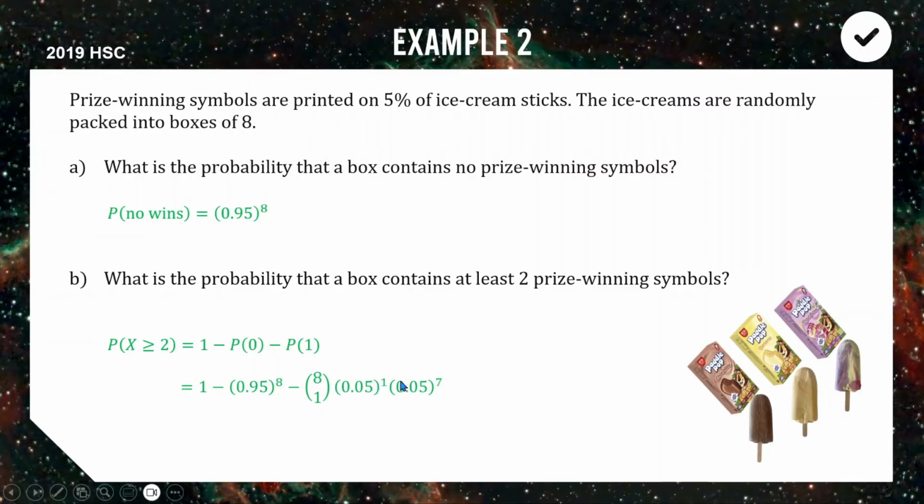We need failure, and that should say 0.95, and that's a typo. So don't write that down. Write 0.95 to the power of 7. And the number of ways we can arrange this 1 success amongst 8 trials is 8C1. Which means this answer will probably be wrong, so don't write that down, but change that to 0.95 to the power of 7, and that will get you the correct answer.